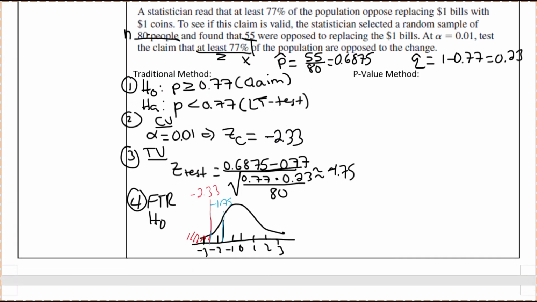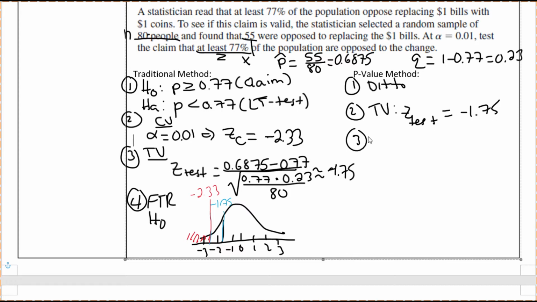All right, so now if we look at the p-value method, step 1 is the same. Step 2 is our test value. So recall that our test value was calculated already, so we're going to say z test, it's negative 1.75.